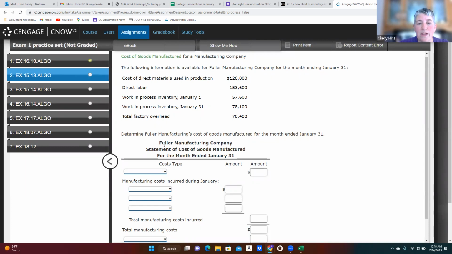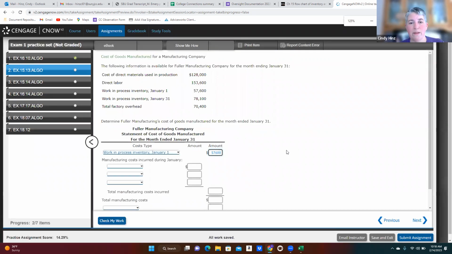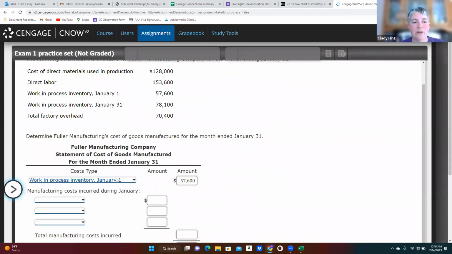So we start with our beginning work in process. If we look at the 3-line heading that all financial statements and reports should have: name of the company, what is the statement or report that we're preparing, and what's the time period that it covers. So this is for the month ended January 31st. So the beginning balance would be work in process as of January 1st. With the information that I have in my exercise, I can make this a little bigger.